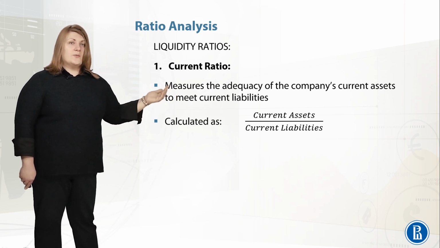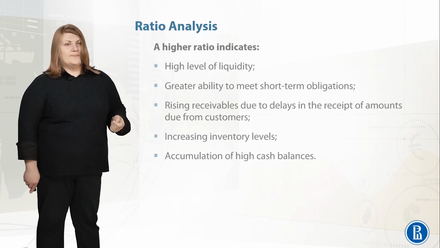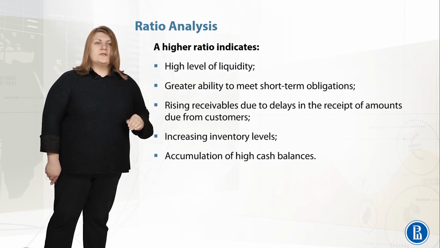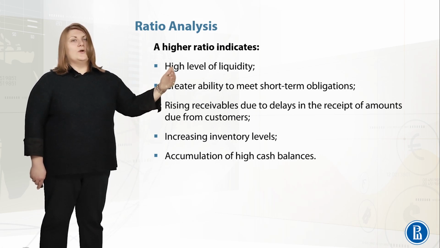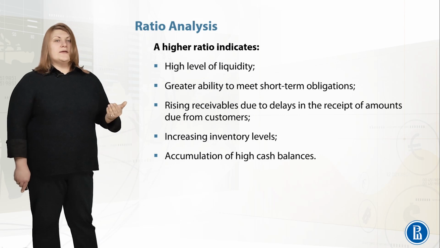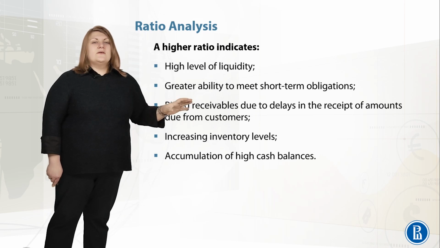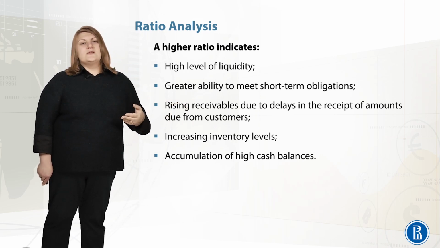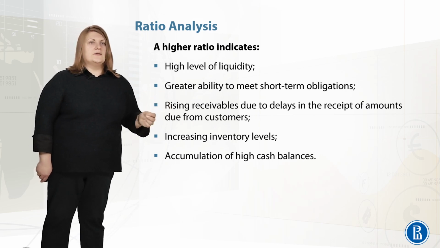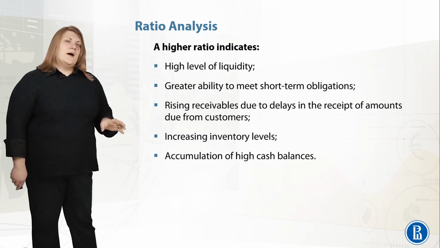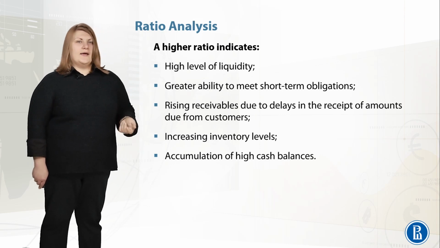Current assets can be easily taken from the balance sheet, as well as current liabilities. A higher ratio will usually indicate a high level of liquidity, which means that the company has more liquid assets and a greater ability to meet short-term obligations. Here, rising receivables due to delays in the receipt of amounts due from customers will also be a good signal to act. The company might also be increasing inventory levels or accumulating high cash balances.